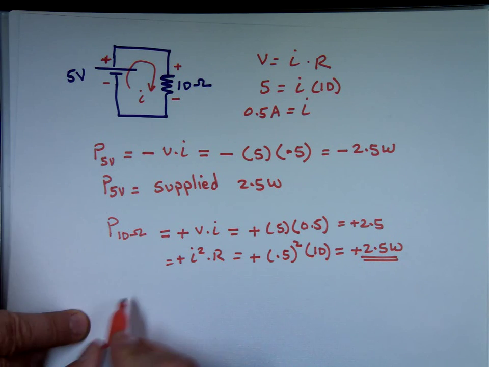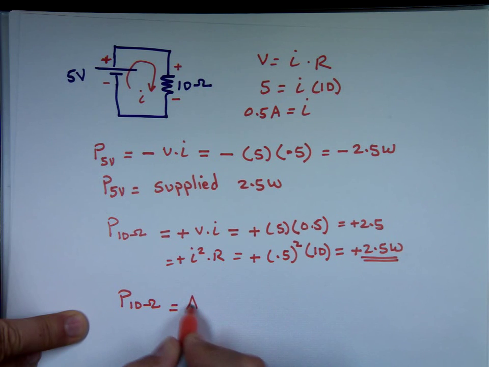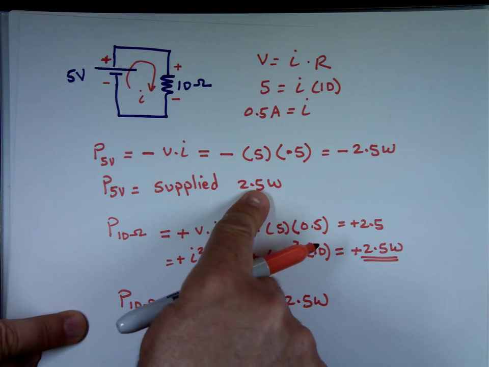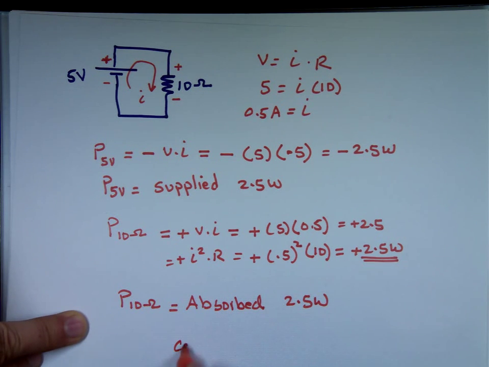So the power of the 10 ohm resistor is absorbed, 2.5 watts. This guy supplies 2.5 watts. This one takes 2.5 watts. What do we have? Conservation. Whatever is being supplied is equal to whatever is being taken. We have conservation of energy.